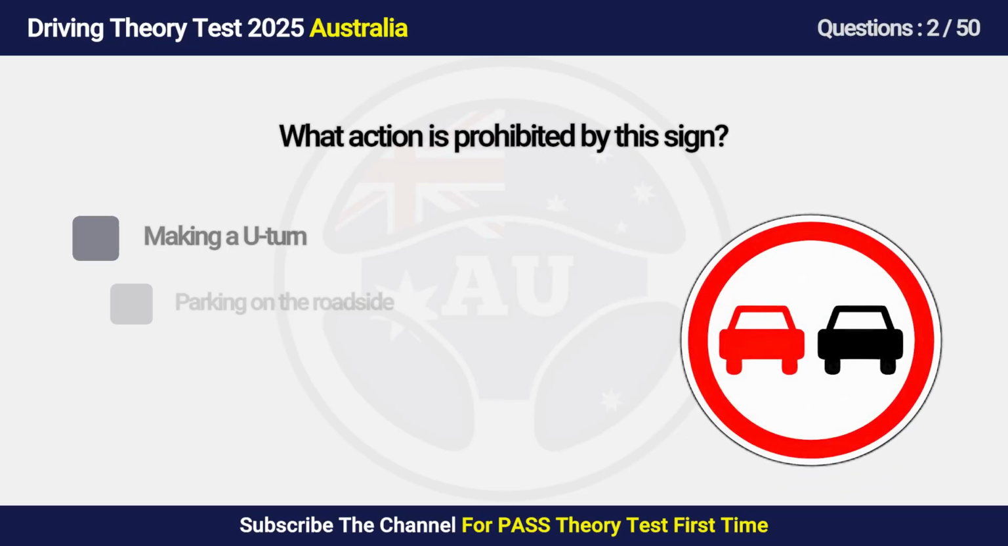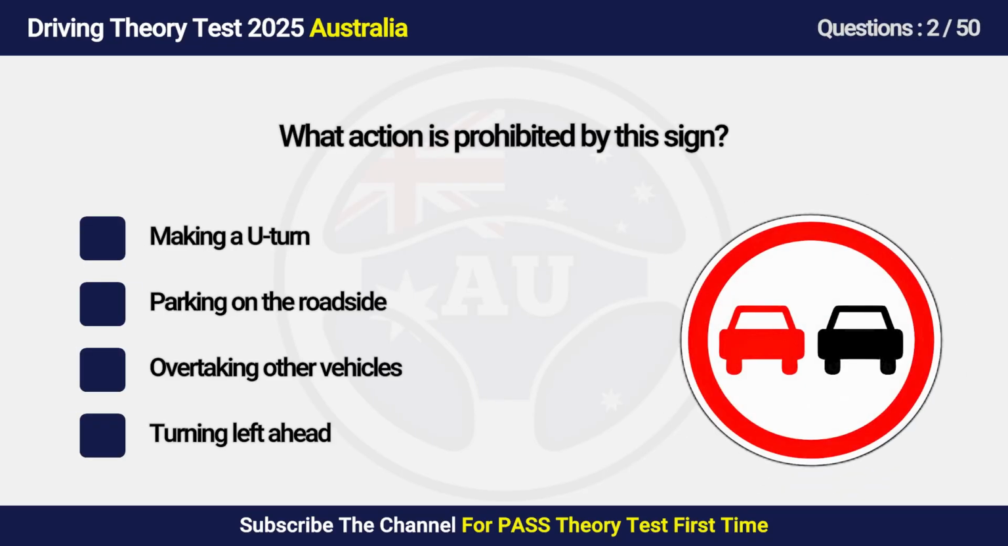Question 2. What action is prohibited by this sign? A. Making a U-turn. B. Parking on the roadside. C. Overtaking other vehicles. D. Turning left ahead.